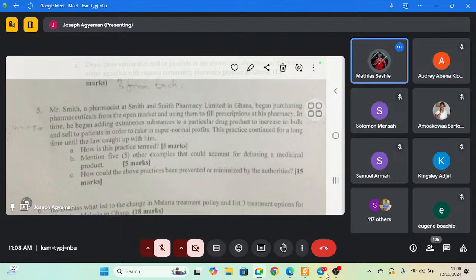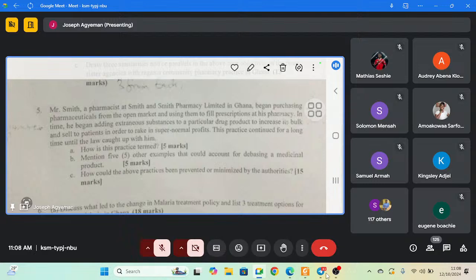Okay, so looking at the case, this is a case of adulteration because the pharmacist in question is adding extraneous substances to a particular drug so that he can increase the bulk and then make supernormal profits. So this is more of a case of adulteration. Perfect. So the term for this practice is simply an act of adulteration.